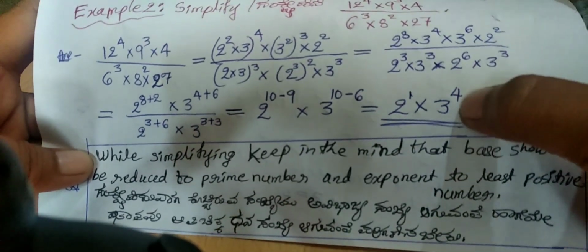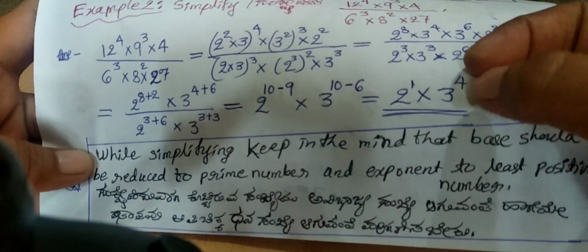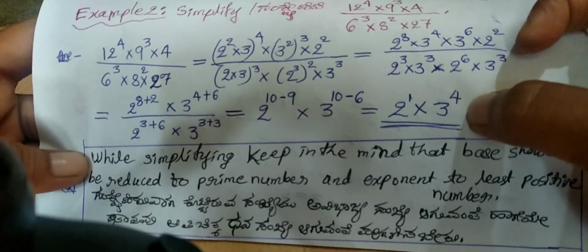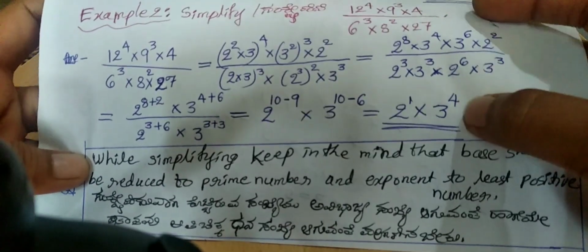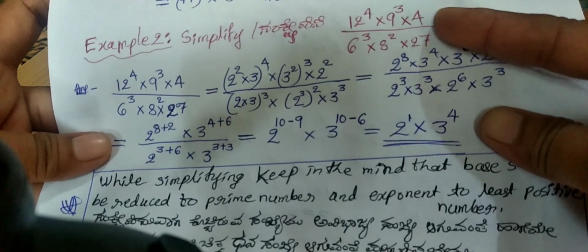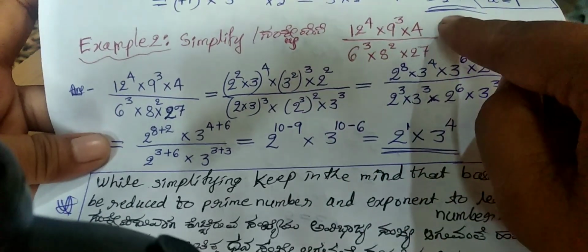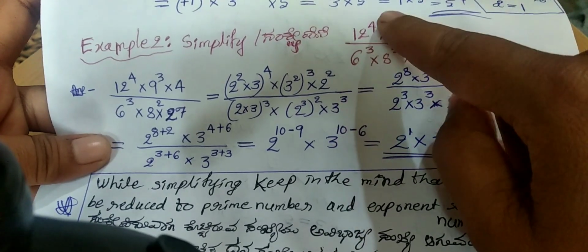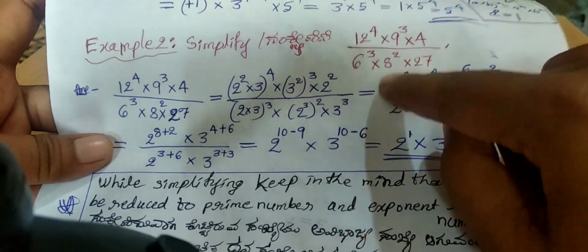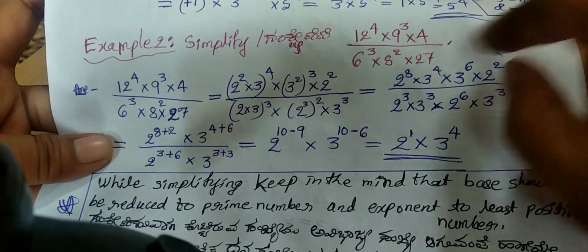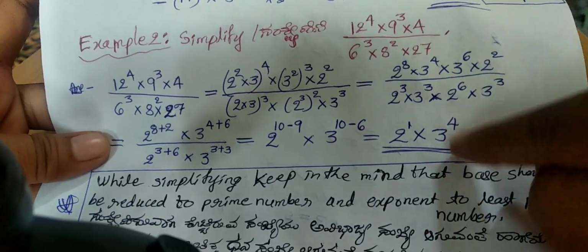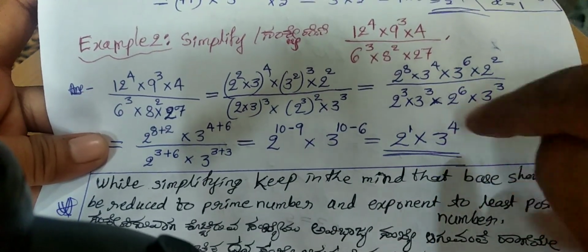This is the simplest form in the exponential format. This is the answer for the question here. Check how many bigger numbers were there, and exponents were also there. We have simplified using the required exponent laws and we got this answer at the last.